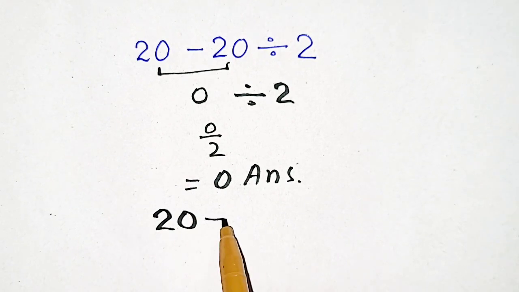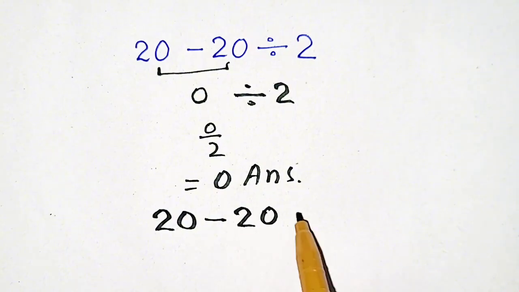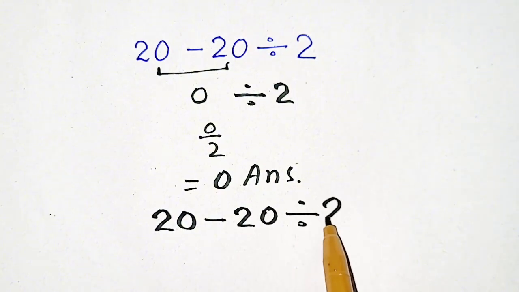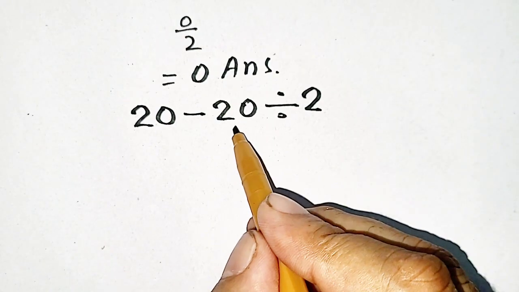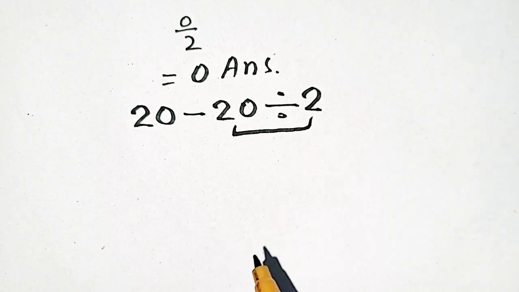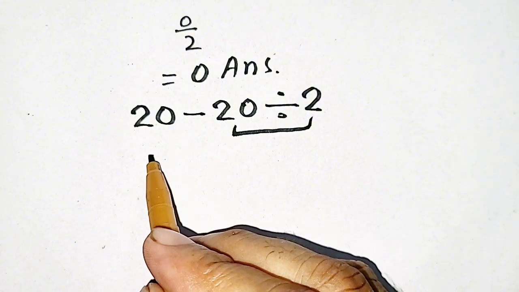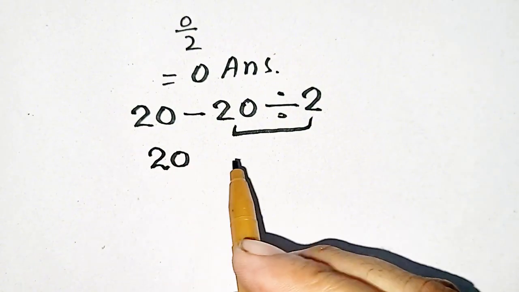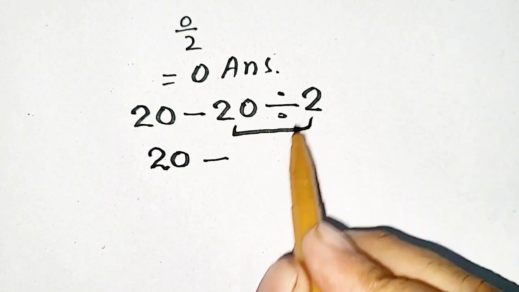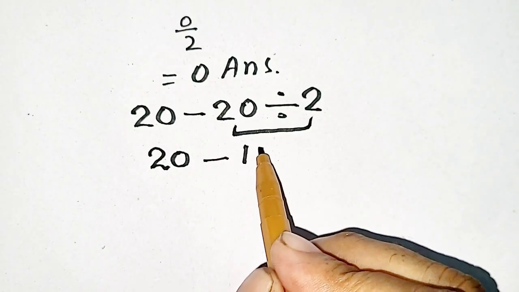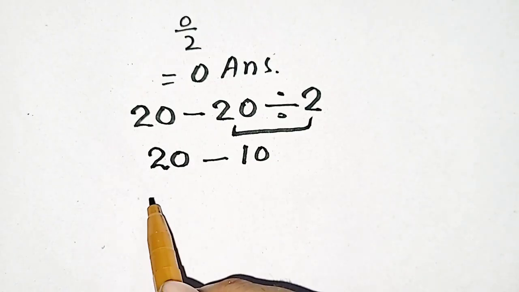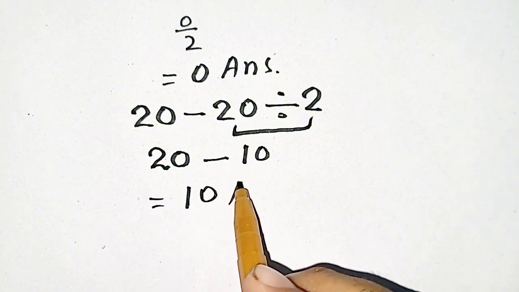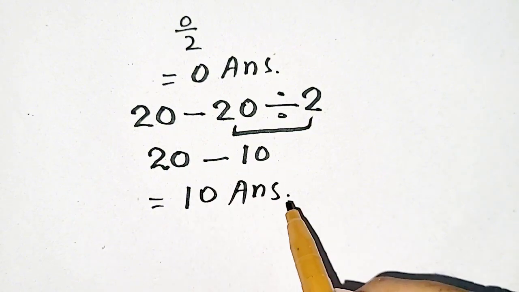20 minus 20 divided by 2. So first of all, we have to divide, obeying the order of operations. So 20 will come as it is, minus 20 divided by 2, which is 10. Now it will be 20 minus 10, which is equal to 10. Hence, 10 will be our answer.